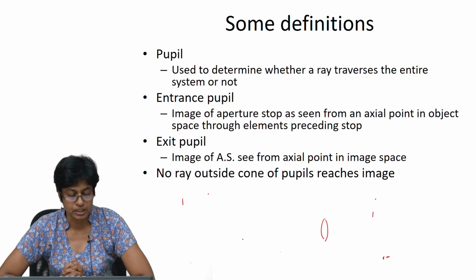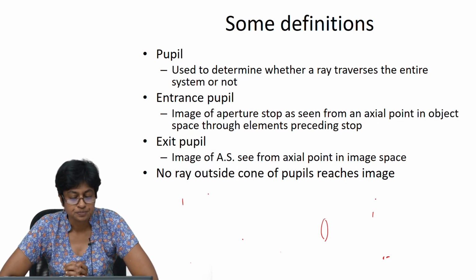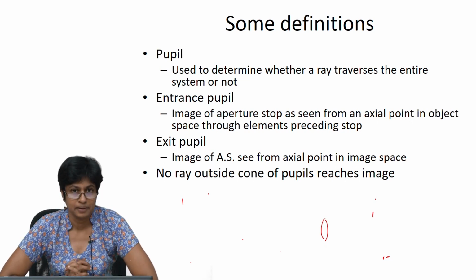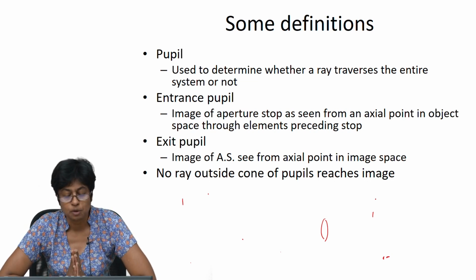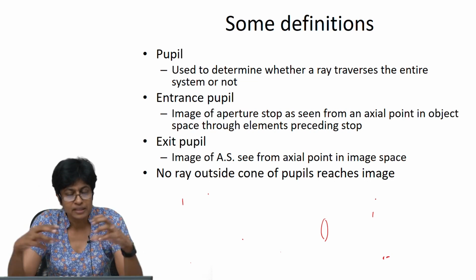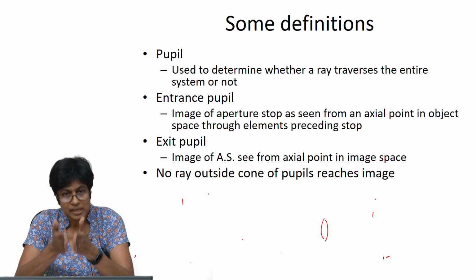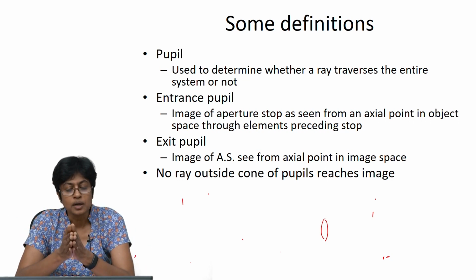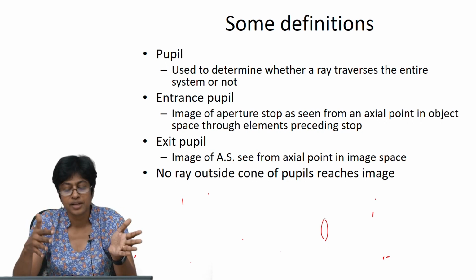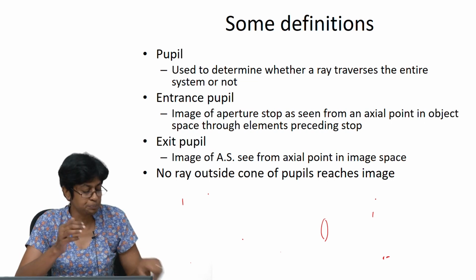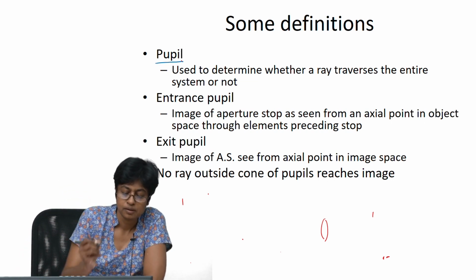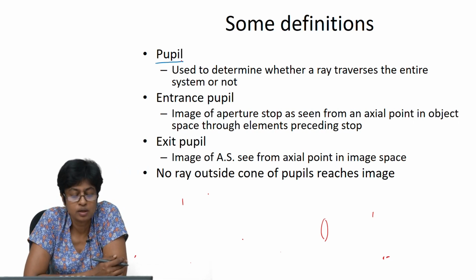So, some more definitions. It should be clear by now that the aperture stop is a very, very important element. But rather than directly use the aperture stop, it turns out, since I have an imaging system, I can use images of the aperture stop to help me determine whether a ray traverses the entire system or not. The images of the aperture stop are called pupils, and in particular we look at the entrance pupil and the exit pupil.